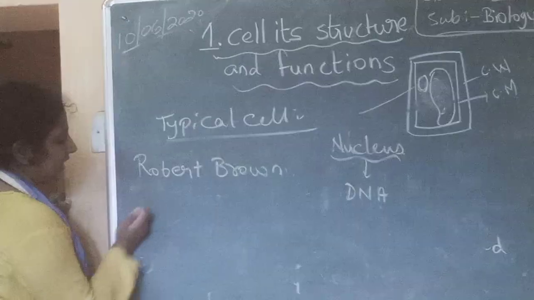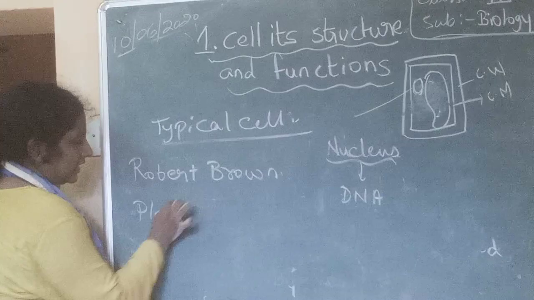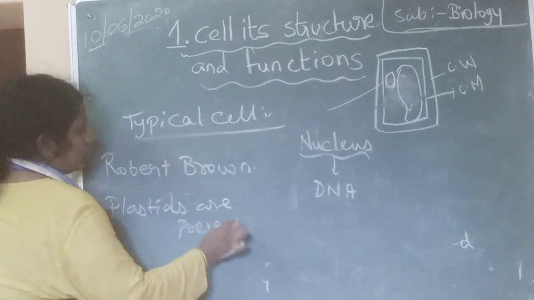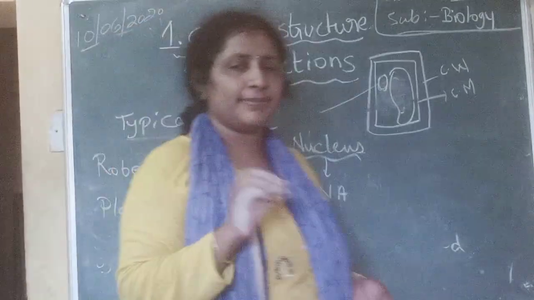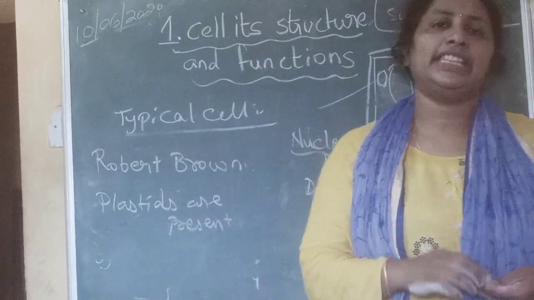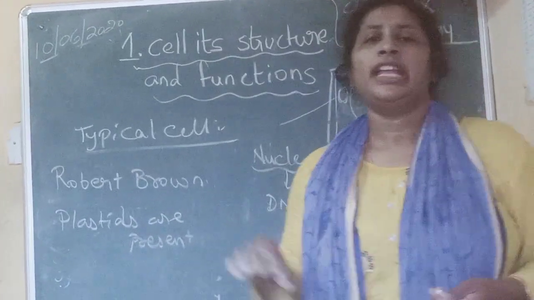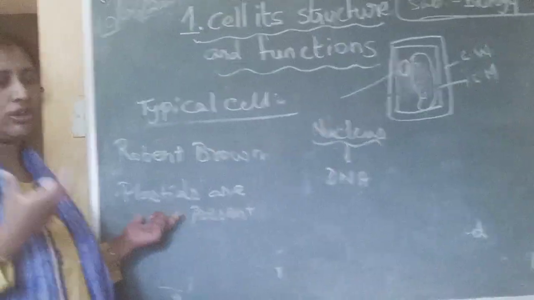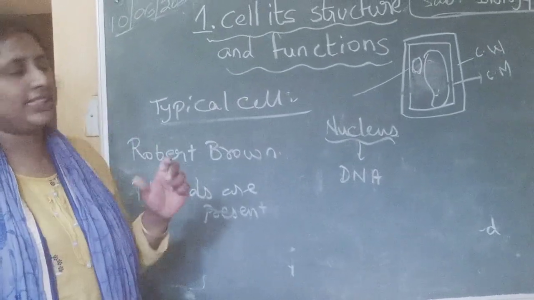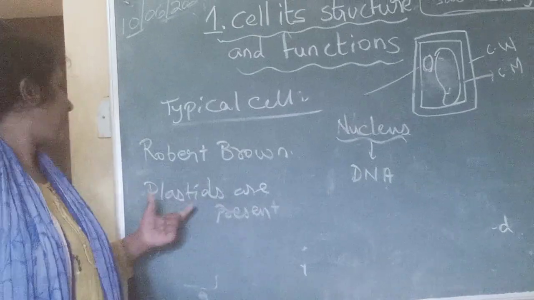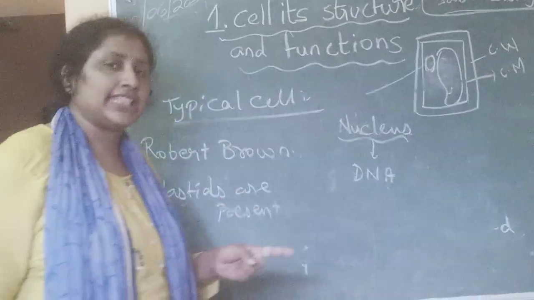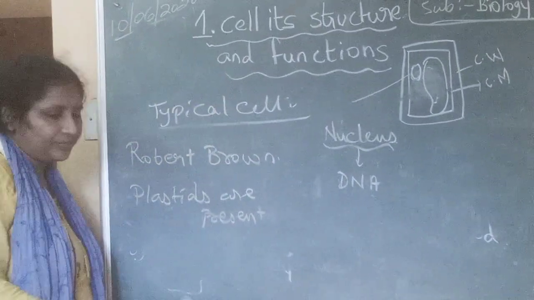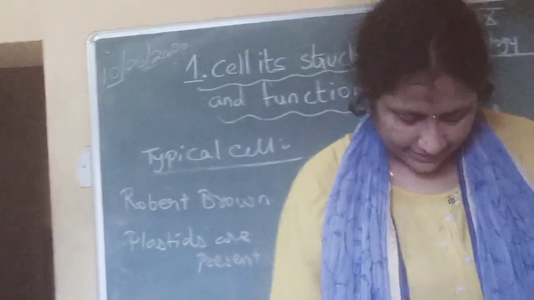Next, plastids are present. What are plastids? We will study plastids later, but to know what they are, they are the pigments which give color to the plant. The plant is green in color because of plastids. Chlorophyll is a plastid. So these plastids give color to the plant. Plastids are present in plants, but plastids are absent in animals. This is about the plant cell.